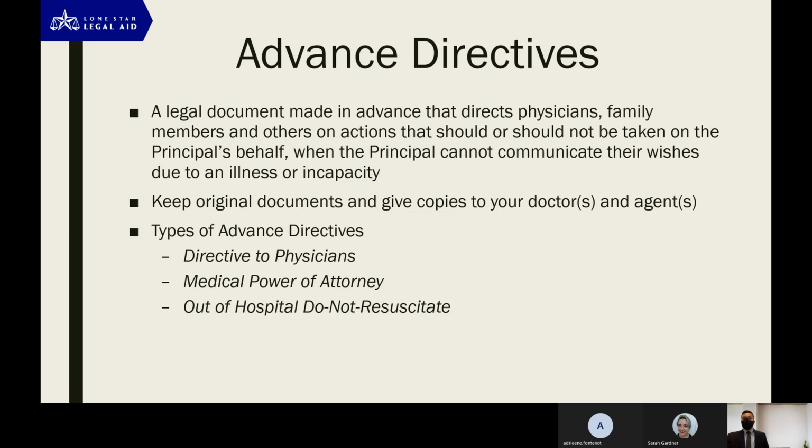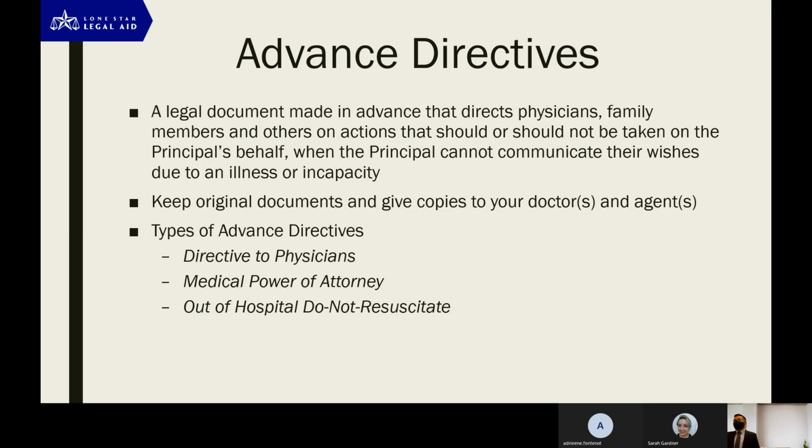Advanced directives are legal documents made in advance that direct family, physicians, and others on actions that they should or should not take on the principal's behalf when the principal can't communicate their wishes due to an illness or incapacity. So we're using the same terms here. Principal is the person signing the document or giving the directive, and the agent is the person that's going to be taking on that role to make the decisions in the event that the principal becomes incapacitated.